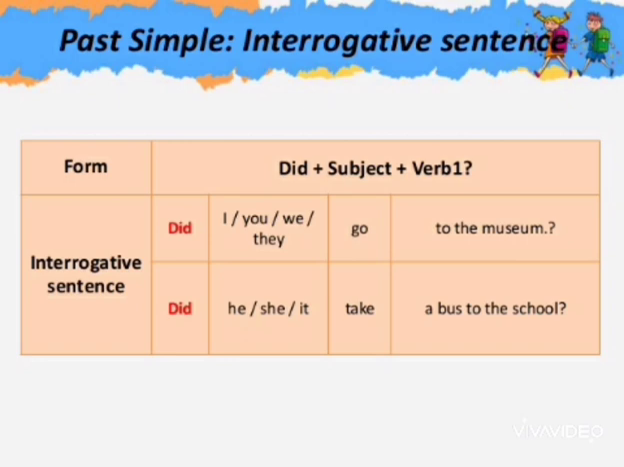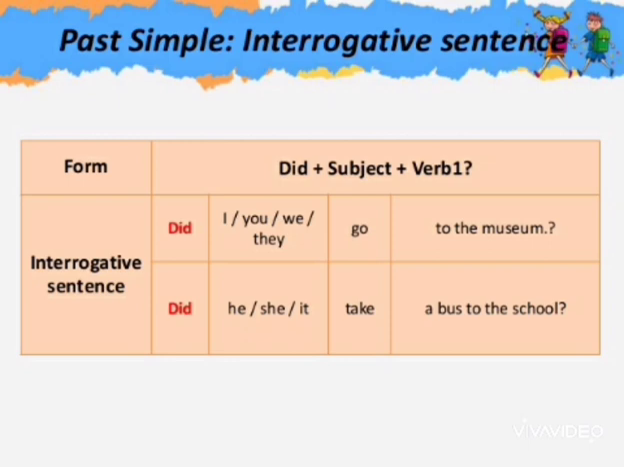Did you go to the museum? Did they go to the museum? Did we go to the museum? So here you can see that you are using the simple past form of the auxiliary verb, and then after the simple past form you have to use the simple present form of the main verb. Then did he or she or it, did he take a bus to the school?